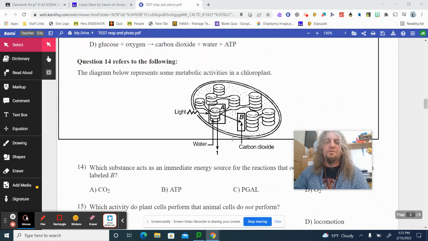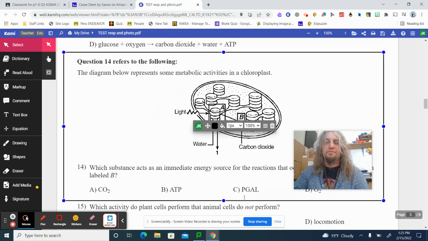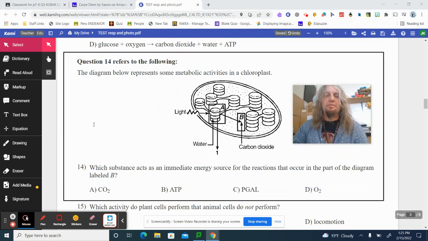Question 14 refers to the following. Let's take a look at question 14. The diagram below represents some metabolic activities in a chloroplast. So here's some light, water, carbon dioxide. This is B, this is A, and this is number 1.